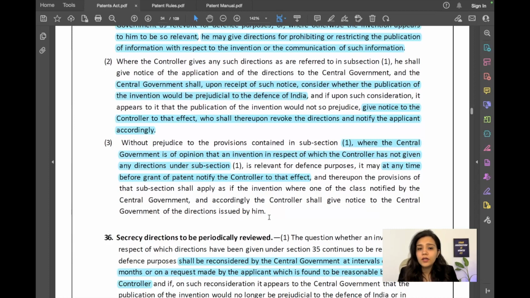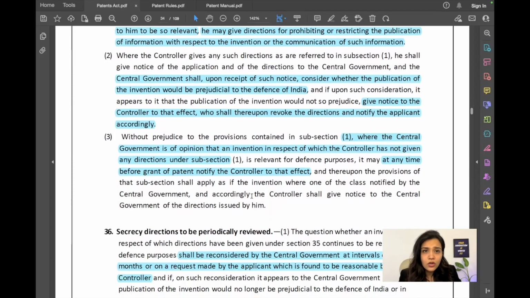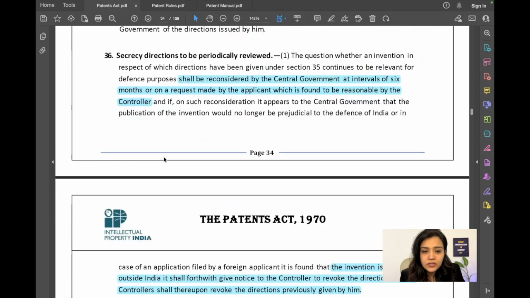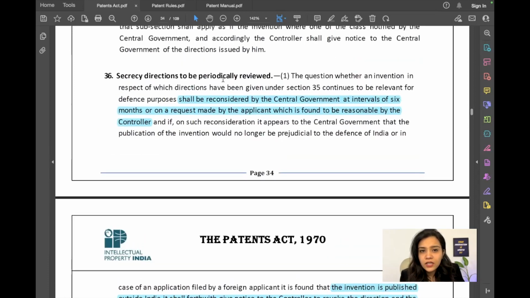So the central government can also give such notifications. So let's now come to section 36, which is secrecy direction to be periodically reviewed. It just mentions that whenever there are secrecy provisions levied under the previous section, which is section 35, they shall be considered by the central government at intervals of 6 months, or on request made by the applicant, which is found reasonable by the controller.